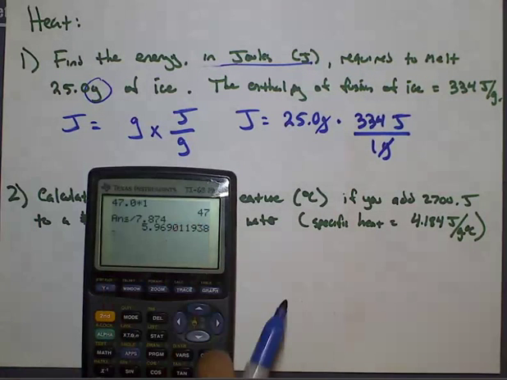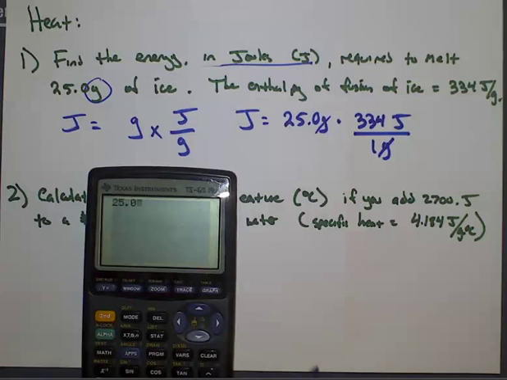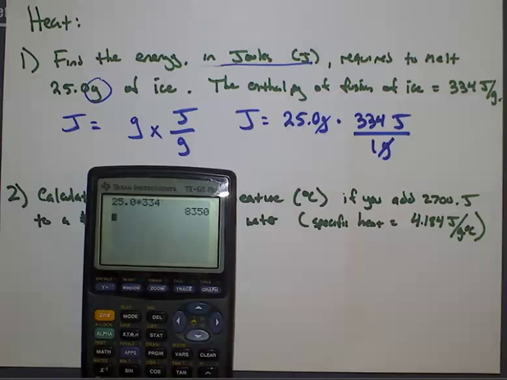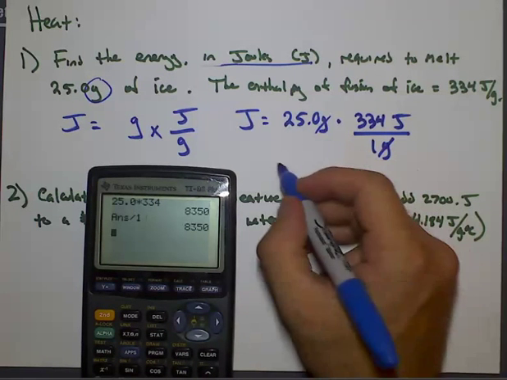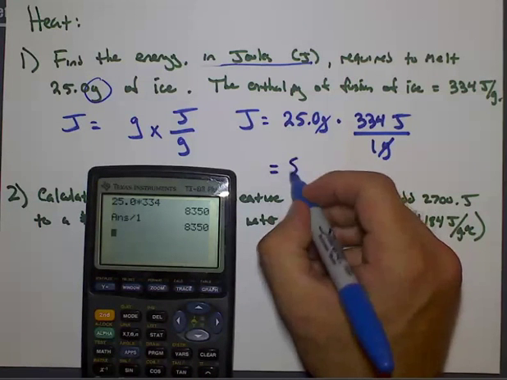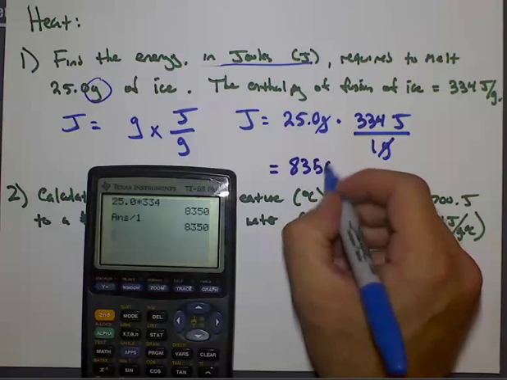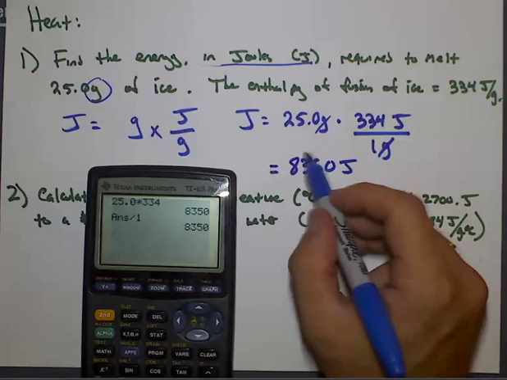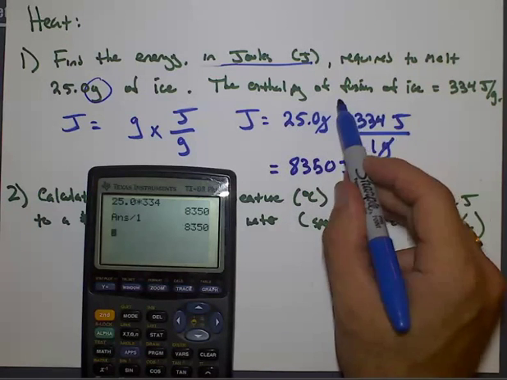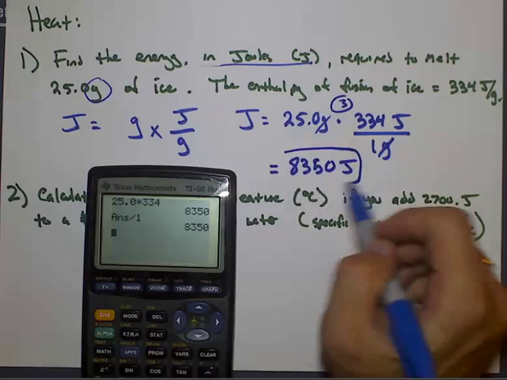Bring out your calculator here. 25.0 times 334 joules divided by 1. That's going to give us 8,350 joules, which is convenient because it already has 3 sig figs, just like both of those.